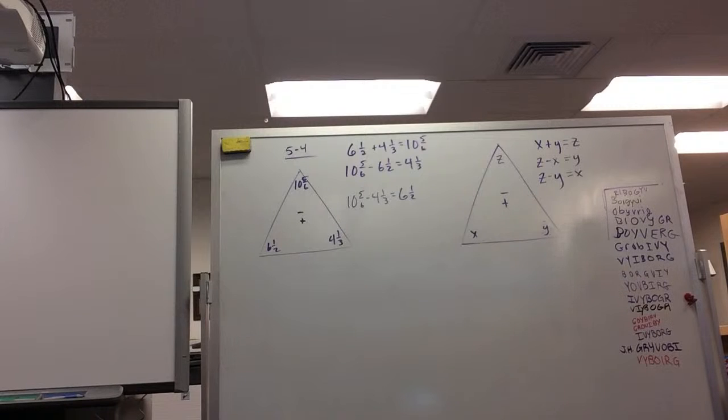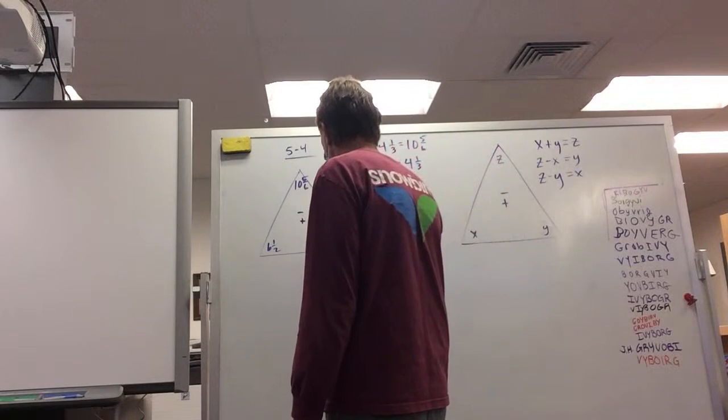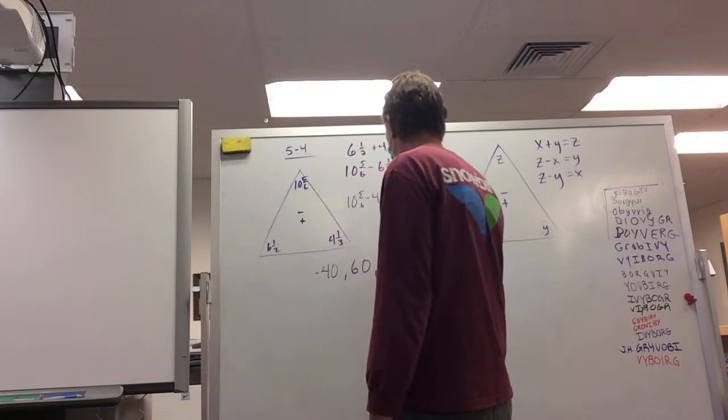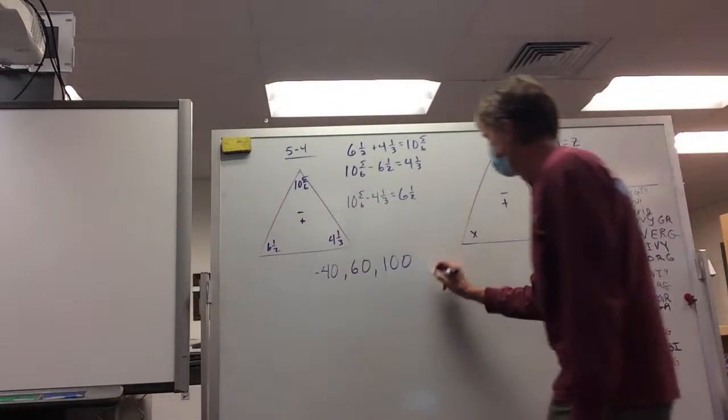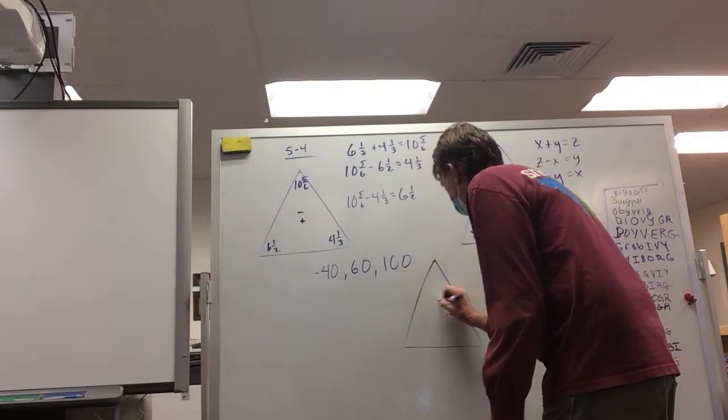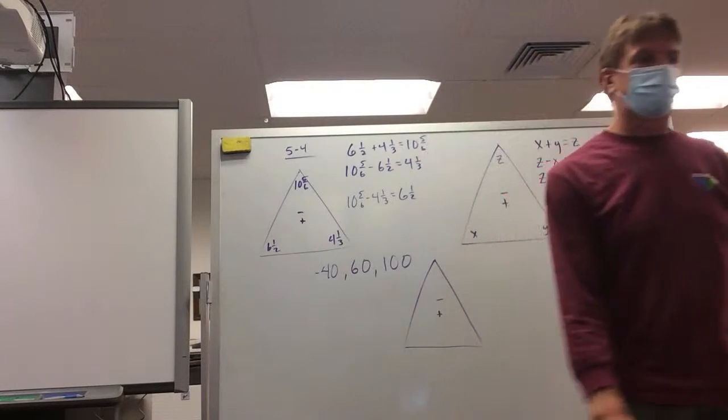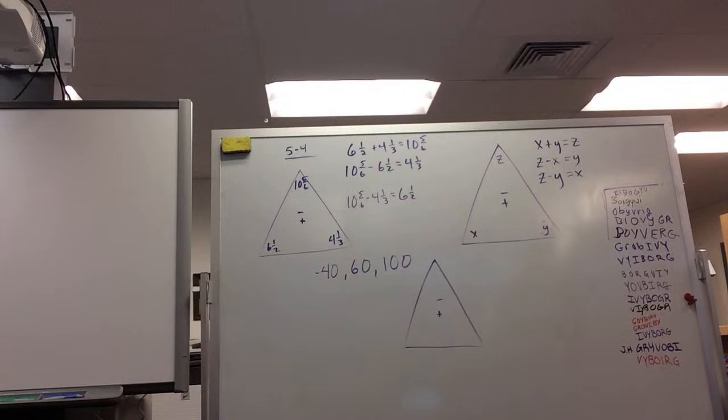So take negative 40, 60, and 100 and make a triangle out of it. Negative 40, 60, and 100. Figure out how those three numbers are related and put them into a triangle. Got it? Where would you put them? What's going to go on the top? That's a big question.